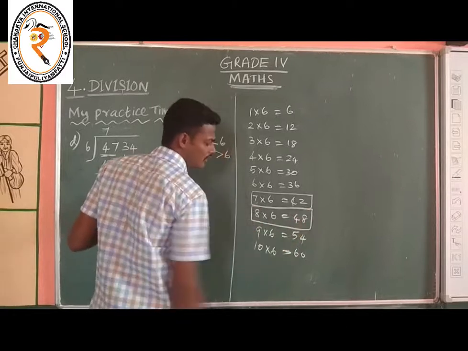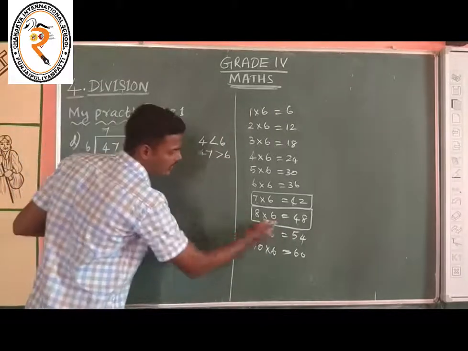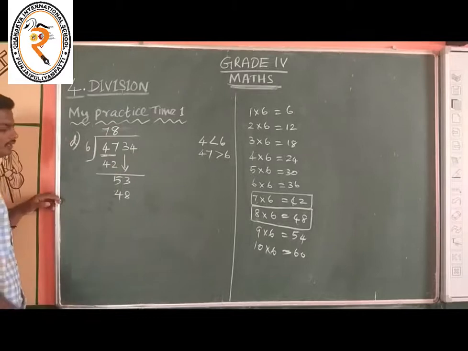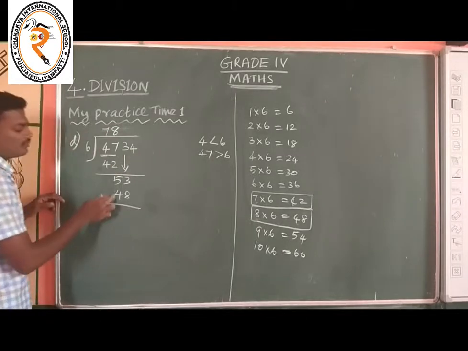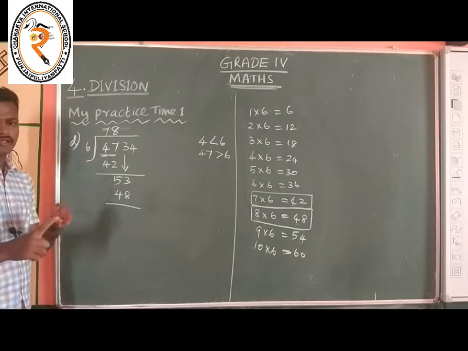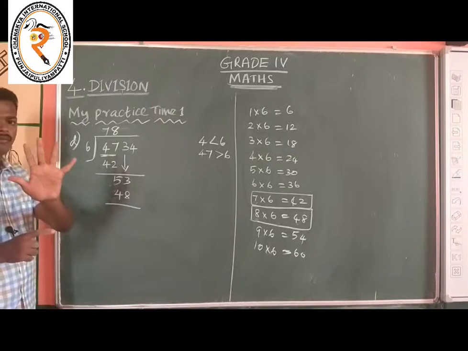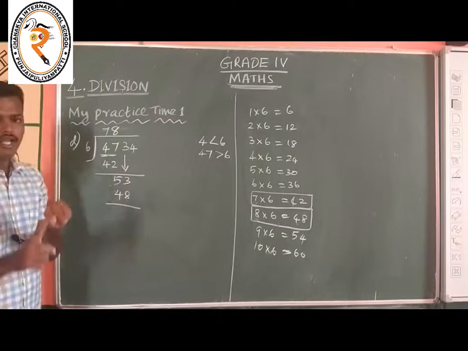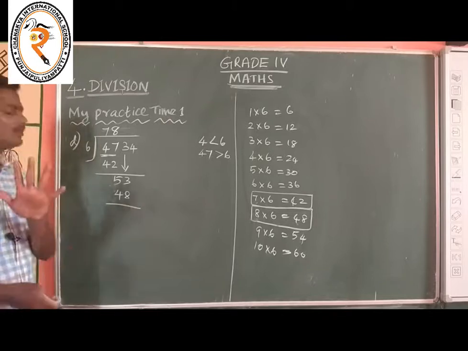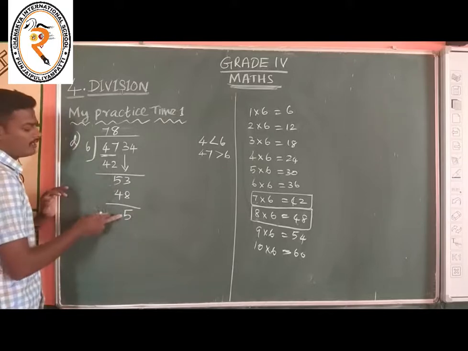48 in the sixth table, how many times? 8 times. In the quotient we write 8. Next we subtract 53 minus 48. 49, 50, 51, 52, 53. So the remaining balance is 5. 53 minus 48 is 5.